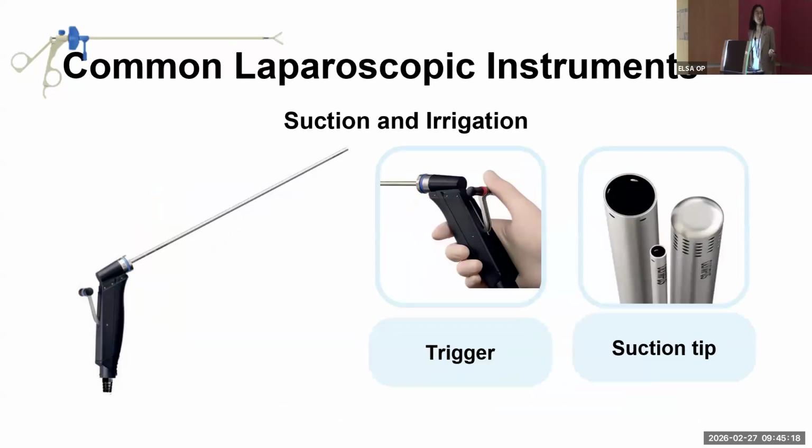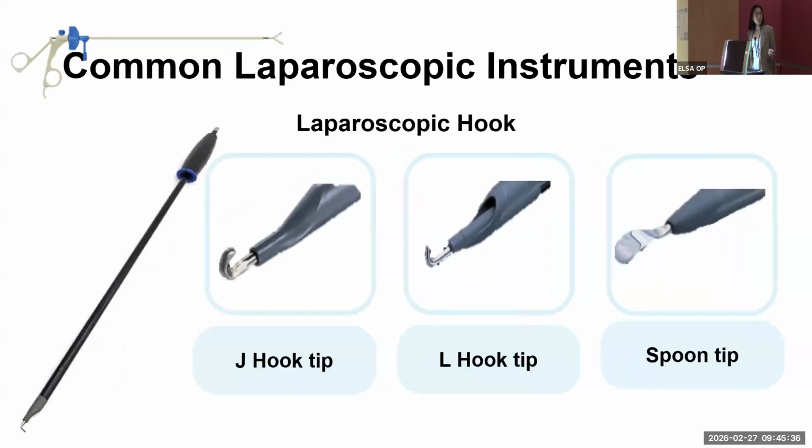So we have suction and irrigation. We have suctions that are open all the way and open only by the side. These ones we use usually next to the intestines, so we don't injure them so much. And this one has a button here, a trigger. So there's one for suction and one for irrigation. Also the hook, this is what we use for fine dissection as well. So there's different types, the J-hook, the L, and the spatula.